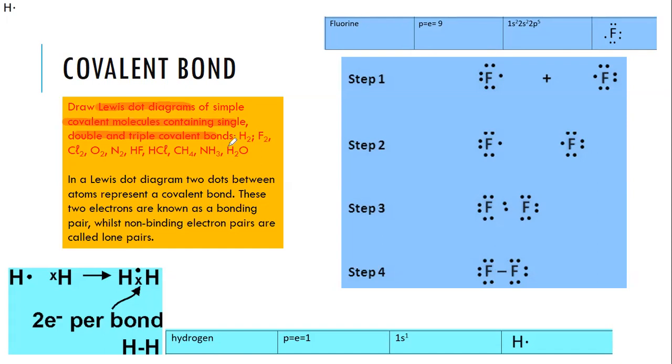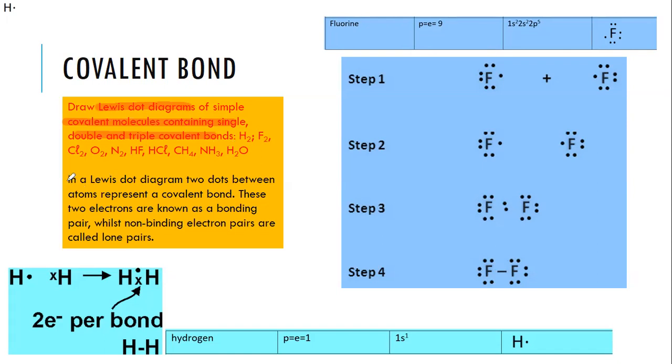And what is a triple covalent bond? If you have 6 electrons shared between 2 atoms, which means that we have 3 pairs of bonding electrons between 2 atoms, that's what we call a triple covalent bond. So a single covalent bond represents a pair of electrons shared between atoms, okay?